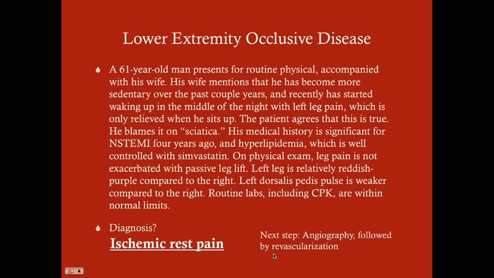So the next step for this would be, well, actually, the next step would be to get your ankle brachial indexes, then get your angiography, followed by revascularization. So don't forget your ABIs.